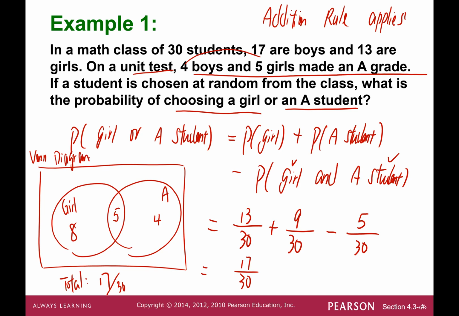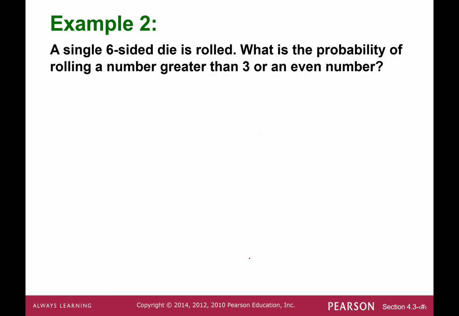Same result, right? By using the formula directly, or breaking it down into different elements and combining the total. Now think about this. A single 6-sided die is rolled. What is the probability of rolling a number greater than 3 or an even number? Again, I'm going to give you a couple of minutes. Think about this and try to use the addition rule.